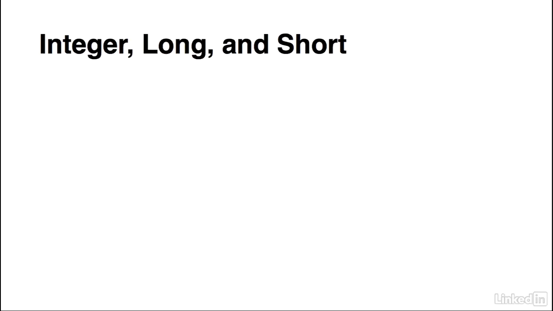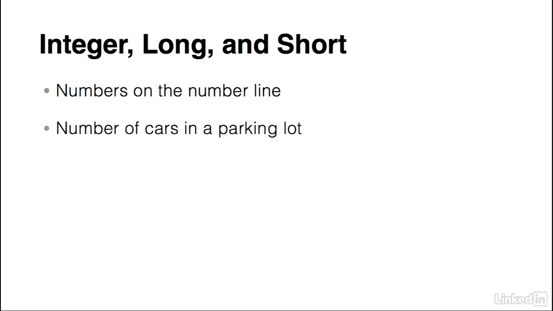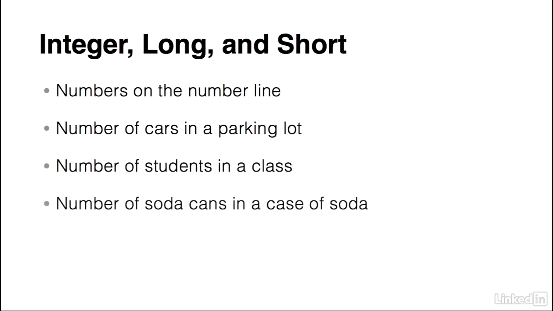The first 3 are integer, long, and short. These are numbers that might appear on a number line. Or maybe you want to count the number of cars in a parking lot. How about the number of students in a class? Or maybe even the number of soda cans in a case of soda. These numbers do not have any decimal portion.